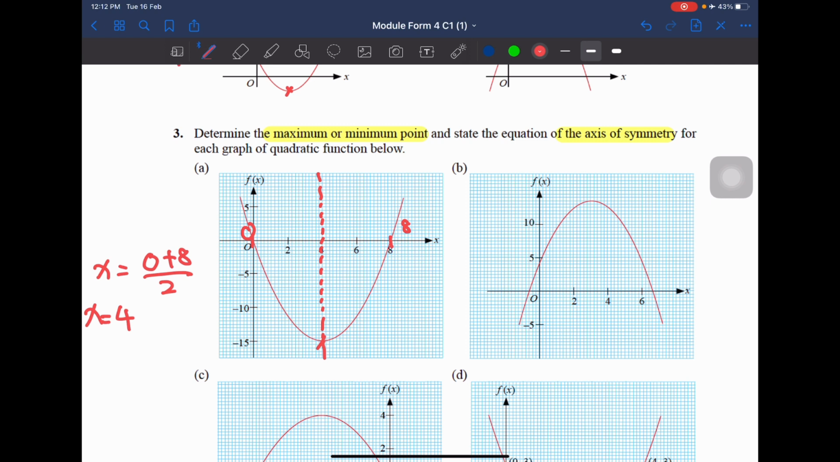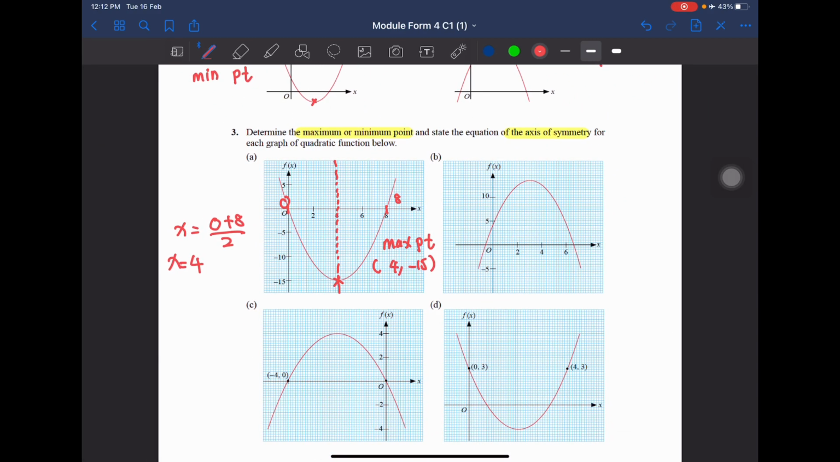So di sini juga adalah kita punya maximum point. Sebab dia senyum kan. So maximum point kita ada 4, negative 15. Okay. So cukup dah saya bagi contoh yang pertama. So yang B, C dan D pun cara yang sama lah.